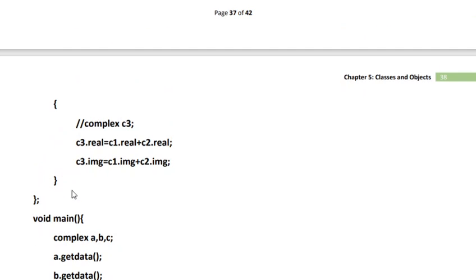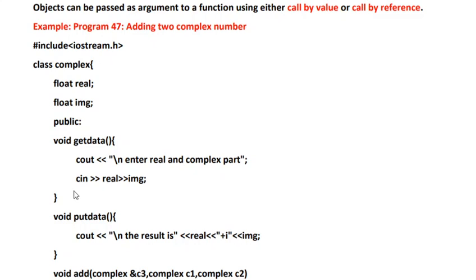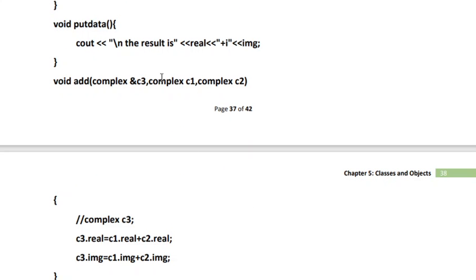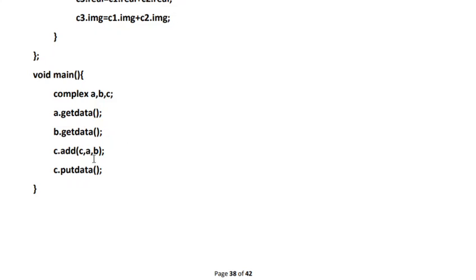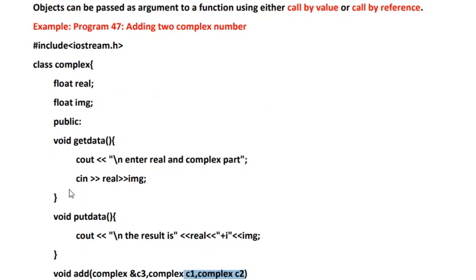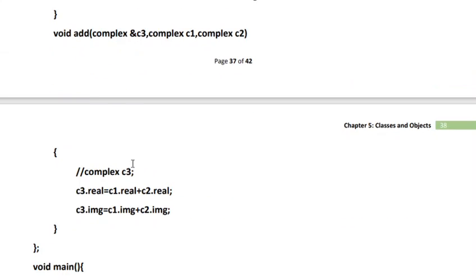This is the way we can add up two complex numbers, by passing reference or by passing value. Here we are passing a reference to C and we are passing the values of A and B. So c1 and c2 will be copies of A and B, whereas c3 will be a reference to C. This is a very important program that you need to execute and understand, because here we have passed value as well as reference to a member function. We have passed the value of the object as well as a reference to the object to a member function in order to perform manipulation.